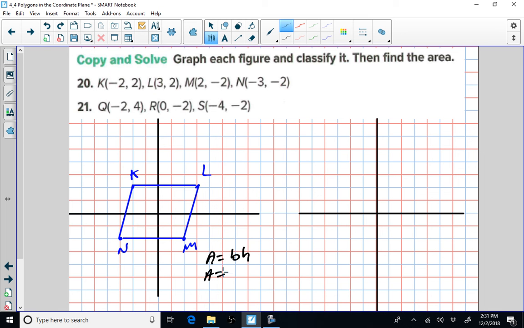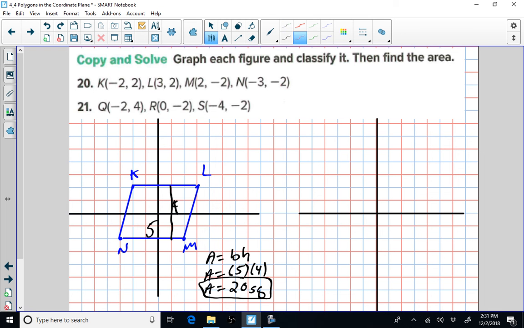So the area is going to be equal to, we need the length of the base, which is 1, 2, 3, 4, 5 units long. I need the height, which is this distance here. That distance is, let's see, let's draw it so that we can see it. That's 4 units long. So the area is going to be equal to 5 times 4. Area is going to be equal to 20 square units. Right, let's put a box around that.